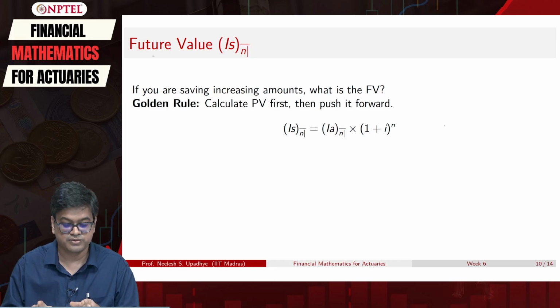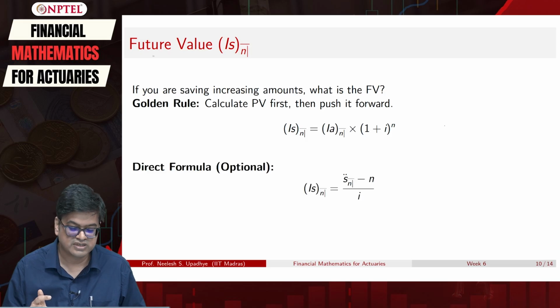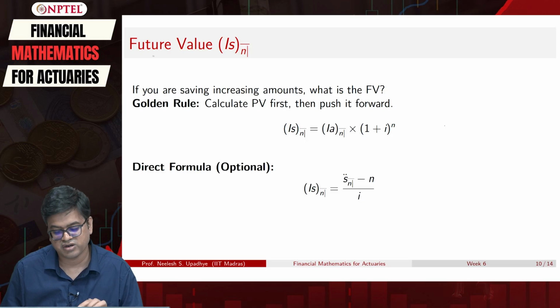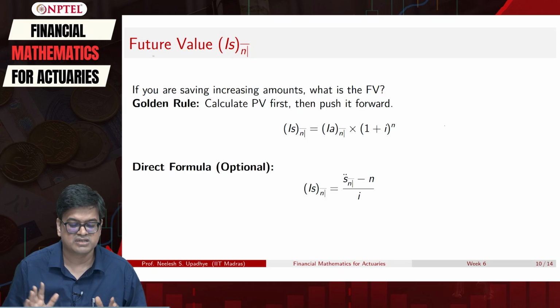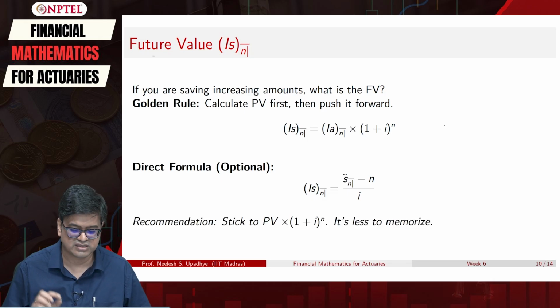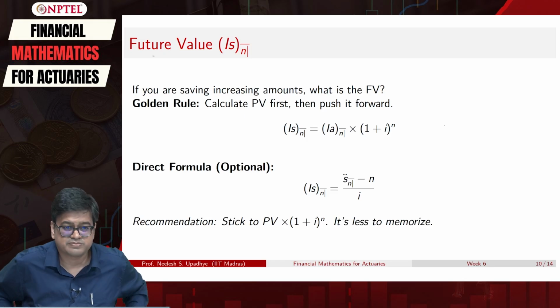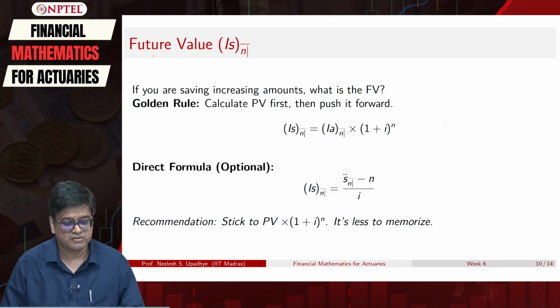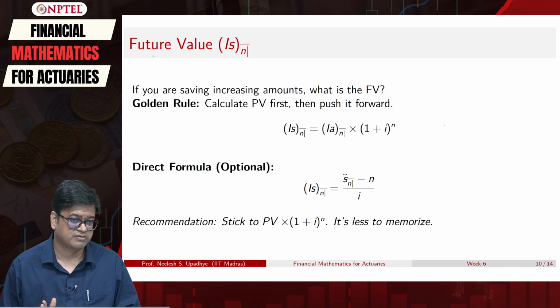Okay. So if you do that you can push this into the formula, and then you will see that you get the expression S double dot N, which is the future value of annuity due, minus N upon I. But this is not actually required. If you stick with your original calculations, present value times 1 plus I raised to N, you will be more happy.